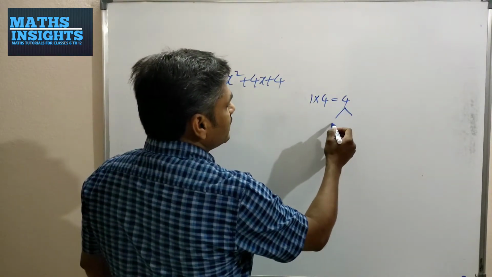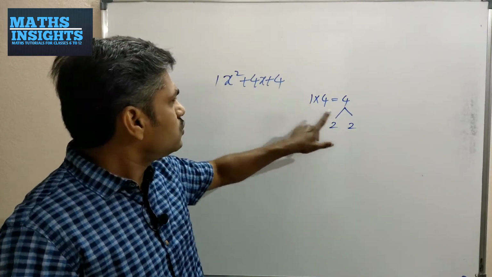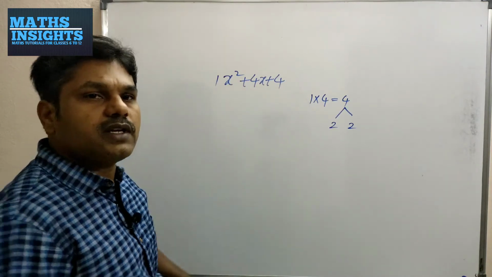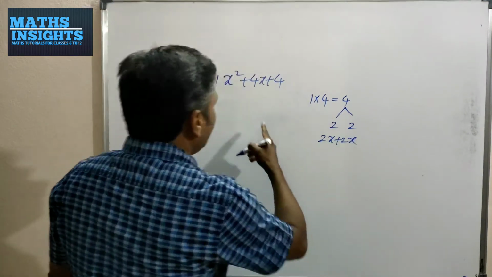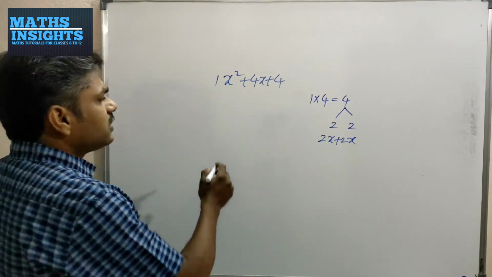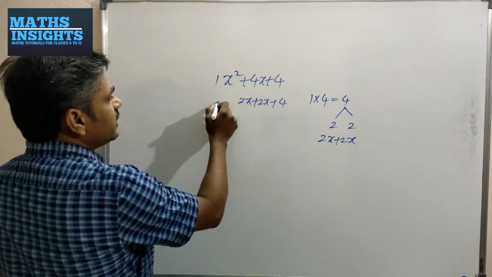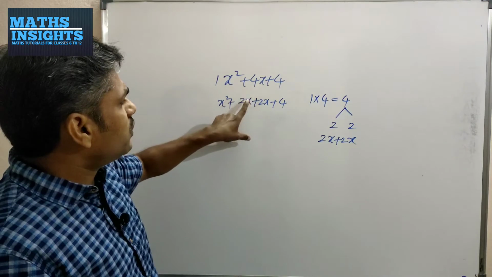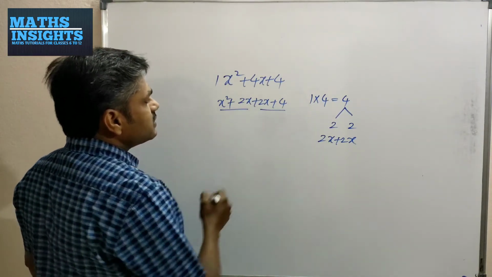I am splitting it as 2 and 2. If you add these 2 and 2, you will get this 4. So this 4x may be split as 2x plus 2x, and the first and last terms remain. So here I am writing x square plus 2x plus 2x plus 4. Simply I am writing 4x as 2x plus 2x. Then you will have 4 terms in this polynomial.